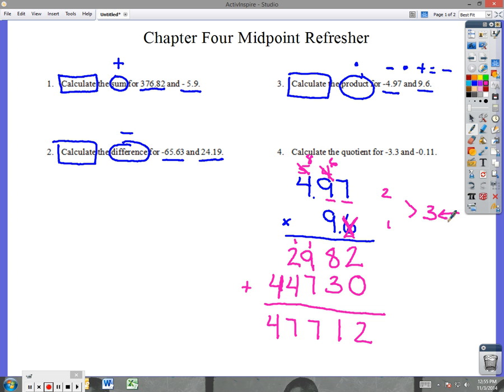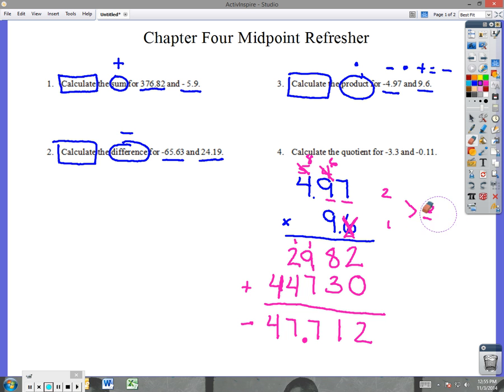Now, remember I started way back here. Move that decimal 3 places to the left. 1, 2, and 3. And remember what I said, a negative times a positive will give me a negative. You should have negative 47 and 712 thousandths for that one.